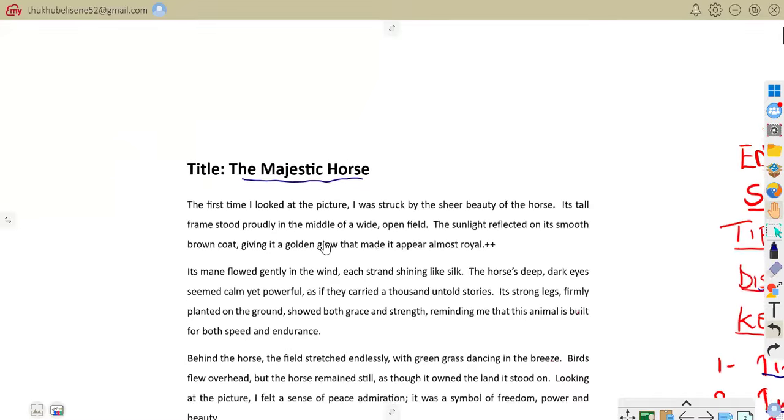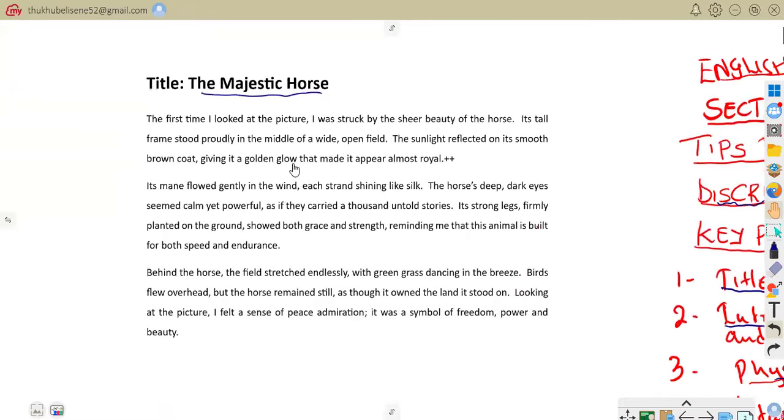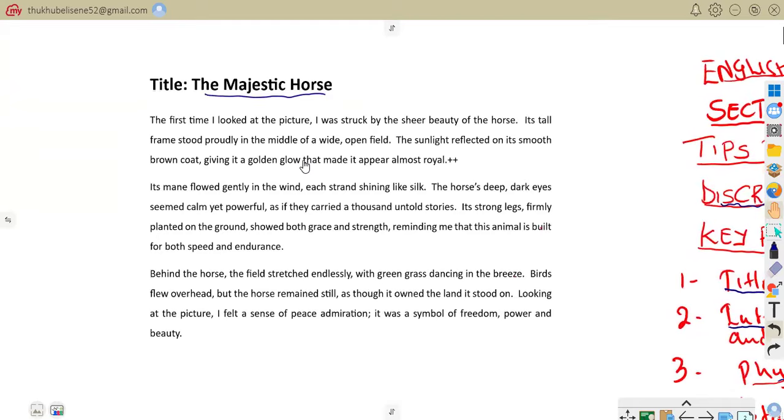So now we are to identify those key points in a descriptive essay, to see that our essay has all the key points that we have talked about.